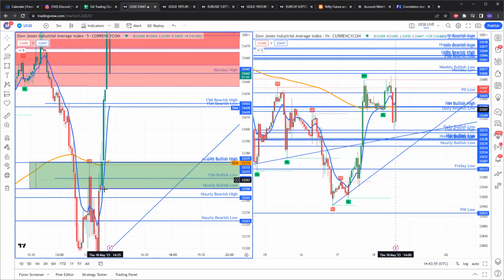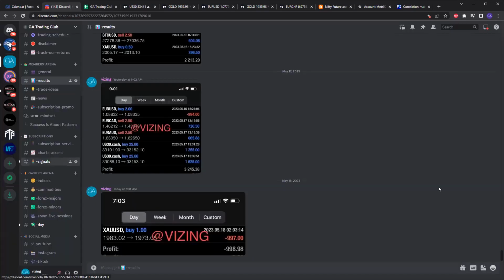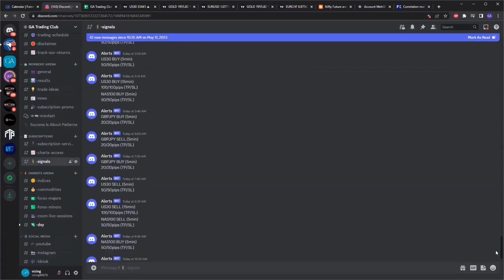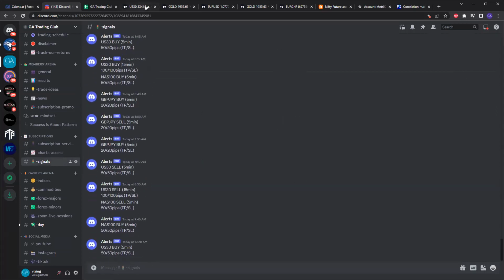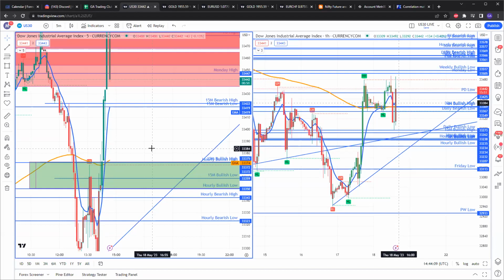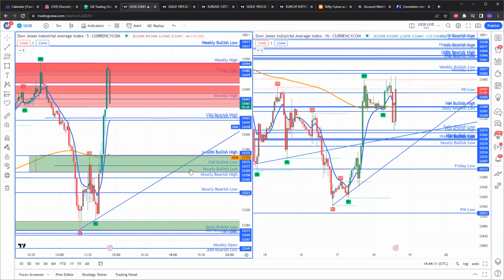And then at that point, I would have been like, okay, what else? I'm pretty sure we got a 5-minute buy signal on US 30, if I'm not wrong. If I go to the signals page, I'm pretty sure we had a US 30 buy on the 5-minute. Yeah, there you go. So this right here could have been a buy we could have taken. So now for next time, I know to look out for this.